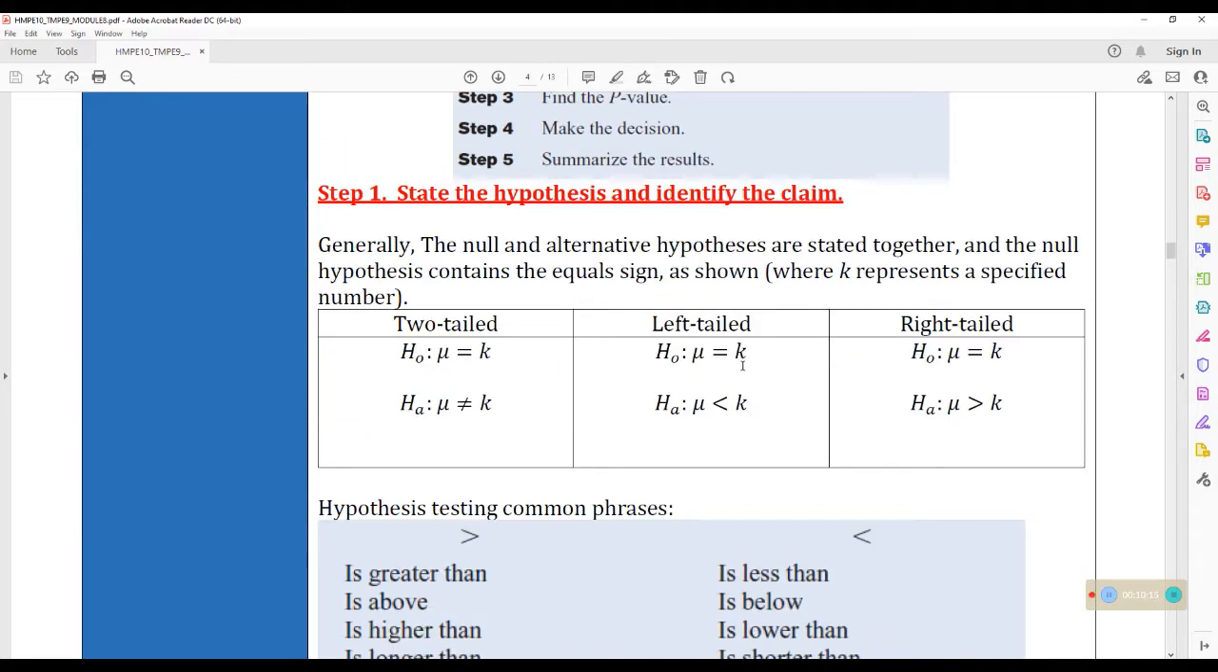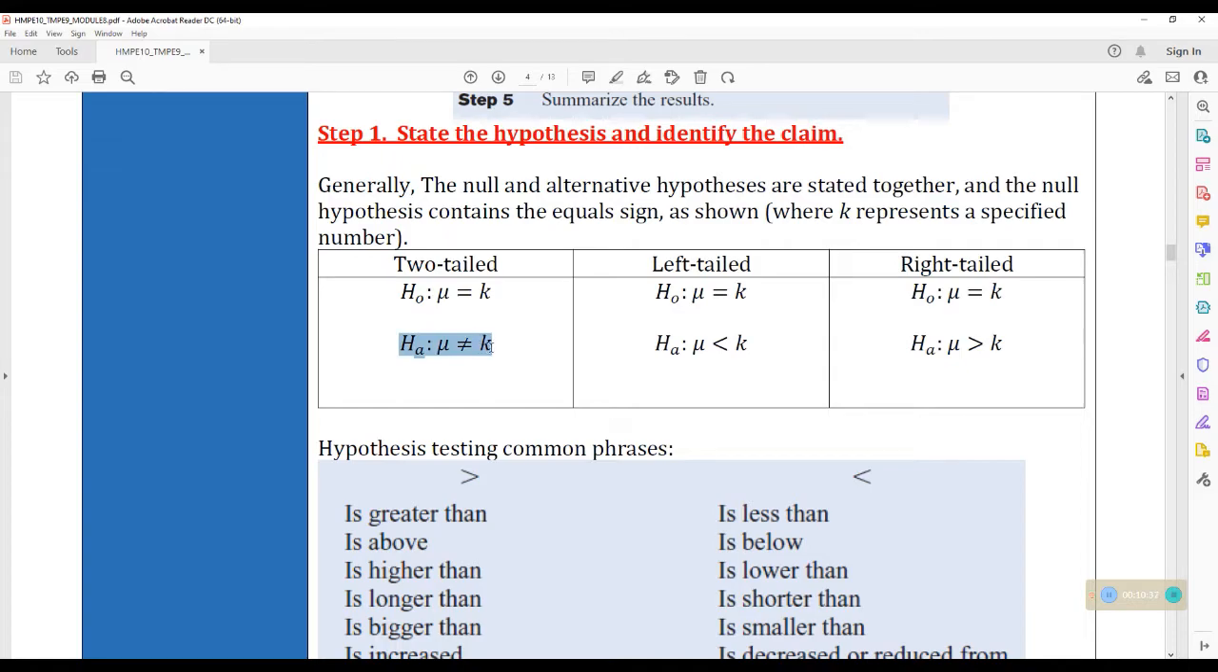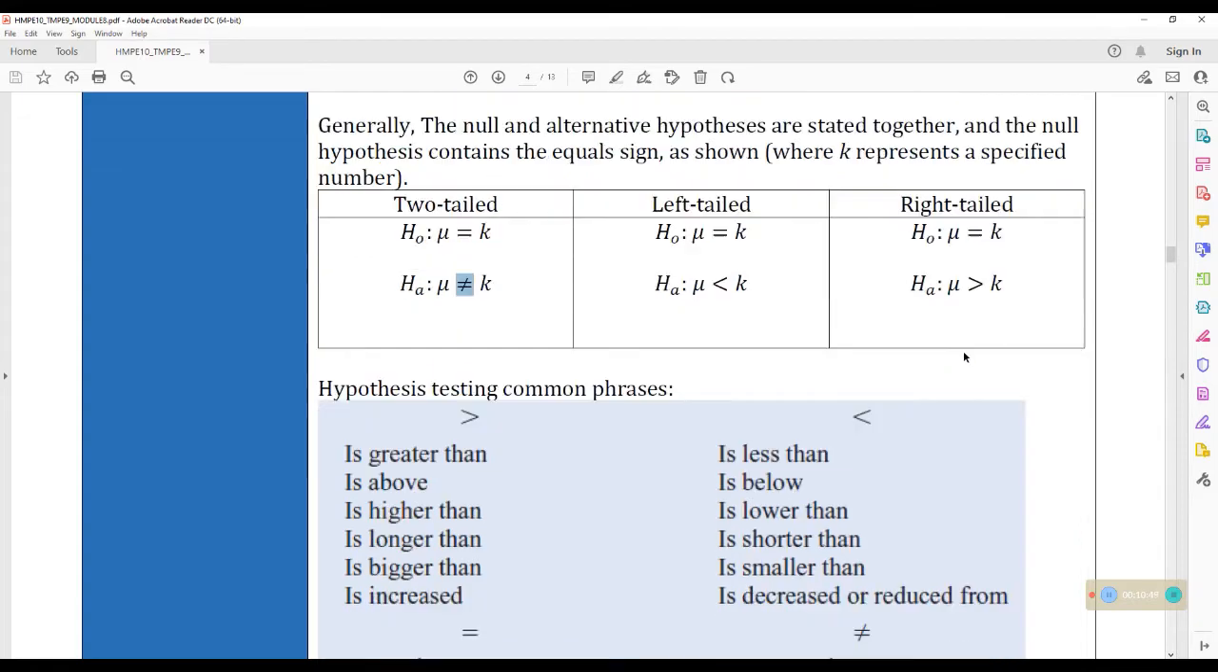So step 1 tayo. Generally, the null and alternative hypothesis are stated together and the null hypothesis contains the equal sign. So, katulad ng mga nasa situation natin kanina, laging equal si null hypothesis, di yan nagbabago. Where K represents a specific number. And si alternative hypothesis naman, pag two-tailed, so wala siyang specific na direction, is not equal to. Pag left-tailed, papunta siya sa kaliwa, so less than. And pag right-tailed, papunta siya sa kanan, so greater than.